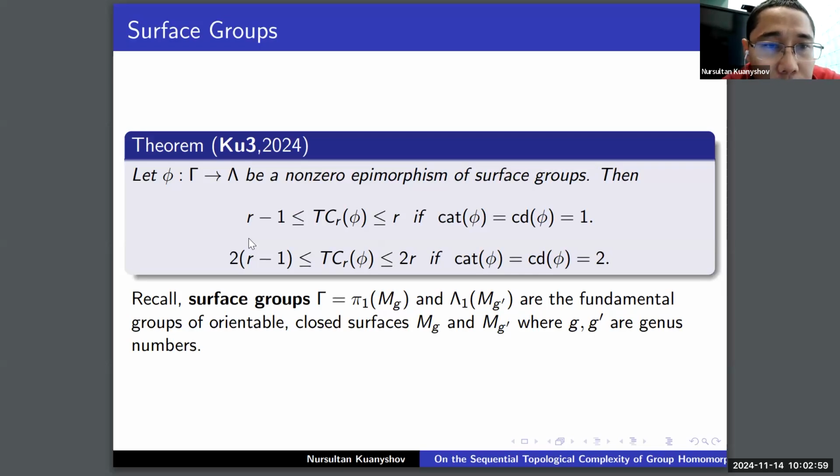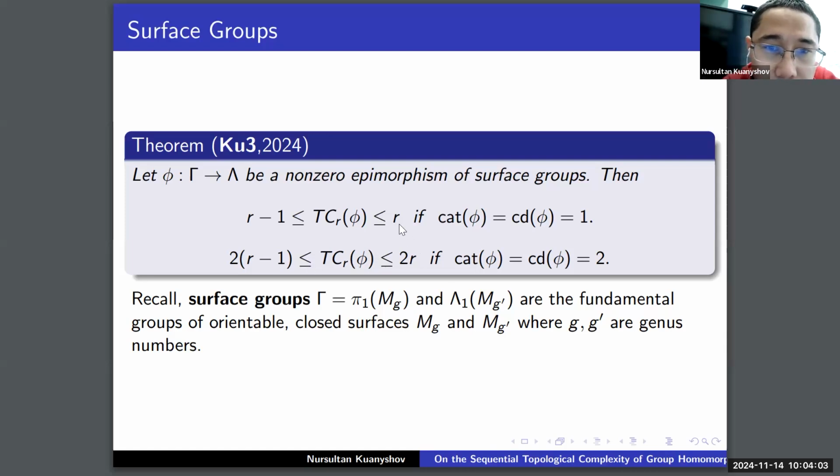Similarly, I extended this: let phi be a non-zero epimorphism of surface groups. Then we have the following estimate. As we can see, I was able to compute explicitly in the abelian case and the free group case, but for the rest I just get estimates. So basically, for surface groups, the James-Scott conjecture holds. In fact, we have this estimate: bounded below by r minus 1 and above by r. Similarly, if the LS category of phi equals the cohomological dimension of phi equals 2, then we can have this estimate.